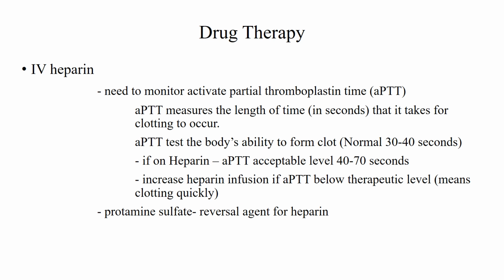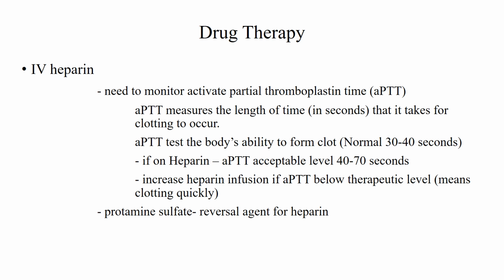APTT is considered a more sensitive version of just the PT, or the prothrombin time. APTT measures the length of time in seconds that it takes for clotting to occur. So APTT tests the body's ability to form a clot. In a normal person not taking heparin, our aim is for the normal value of 30 to 40 seconds. However, if the patient is on heparin, acceptable APTT levels are 40 to 70 seconds.